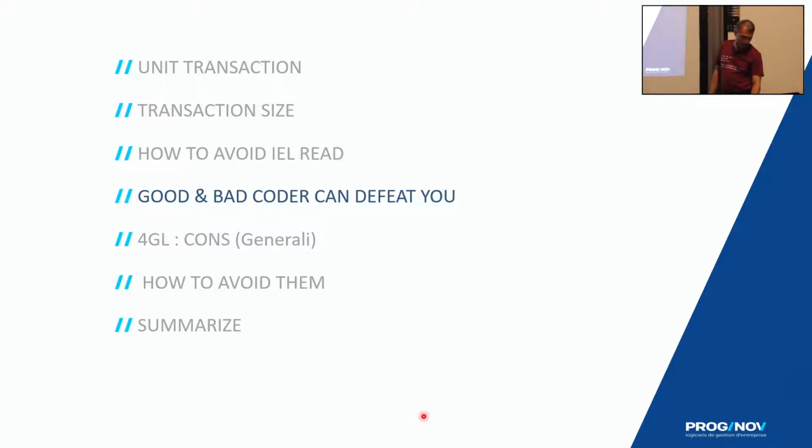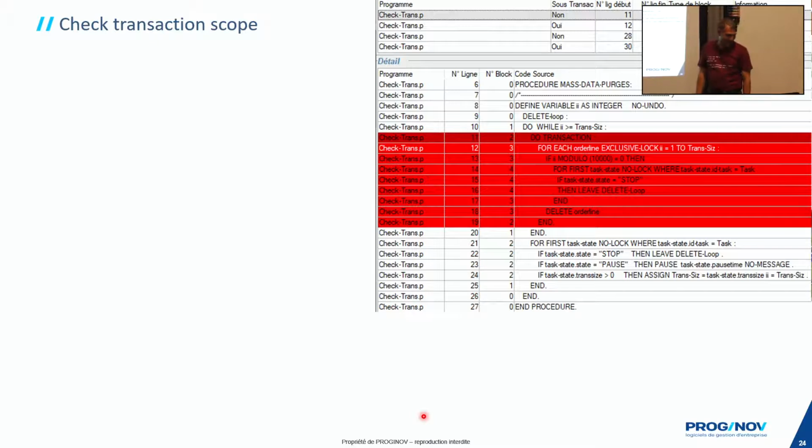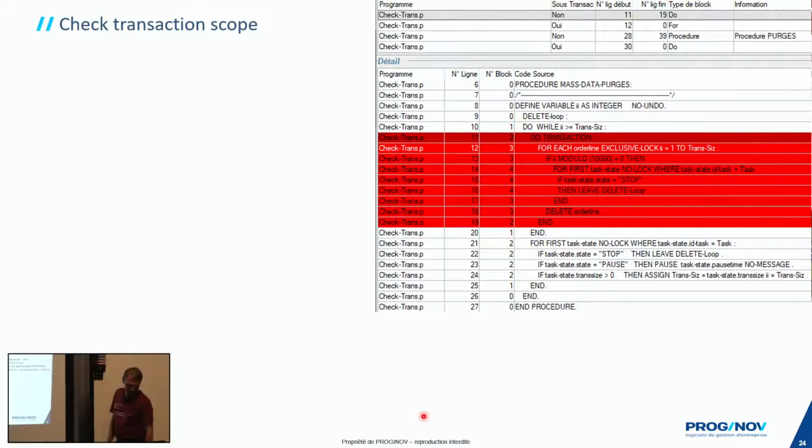Okay, a good and a bad coder can defeat you. Before running a mass data purge, you have to check the transactions of the source code which will be involved in the procedure. So there is my mass data purge procedure. I start my transaction, delete my packet size, end, and redo this. It seems to be okay.